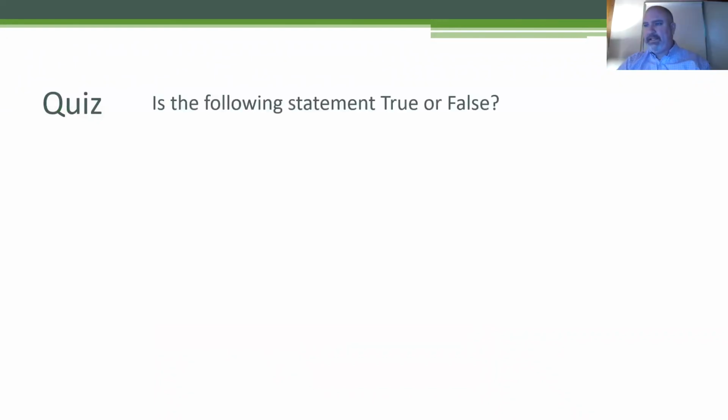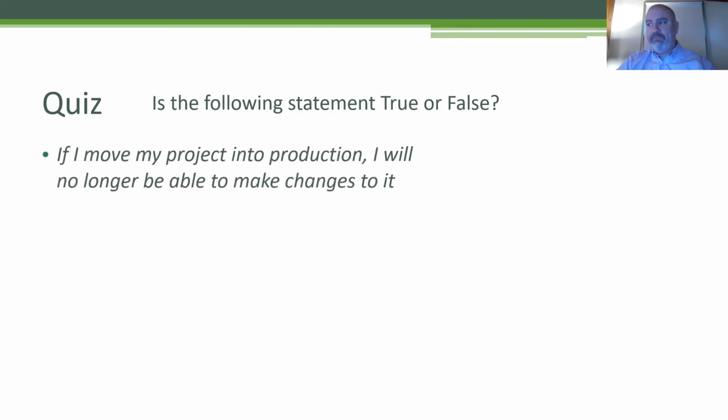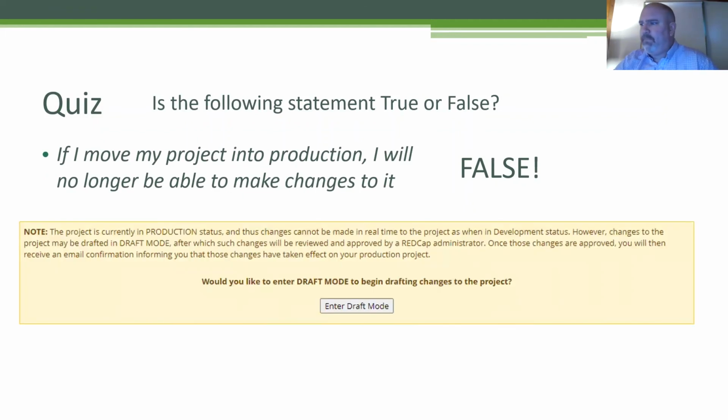So a quick quiz: is the following statement true or false? If I move my project into production, I will no longer be able to make changes to it. This answer is false, even though we've heard from several users who have been under this impression. Changes can be made to your project once in production by going to Online Designer and entering draft mode. Once in draft mode, you can make whatever changes you need.